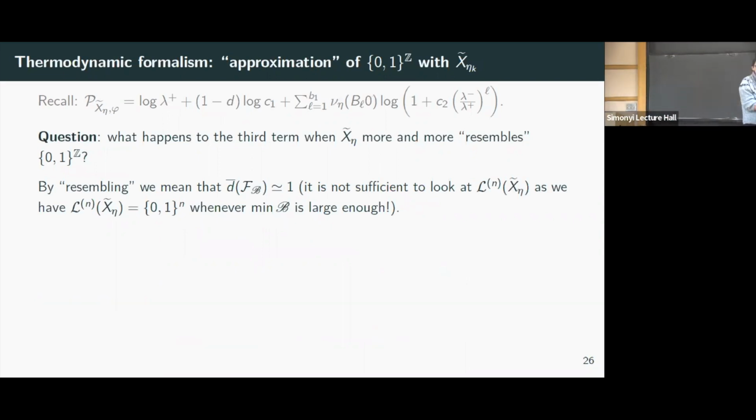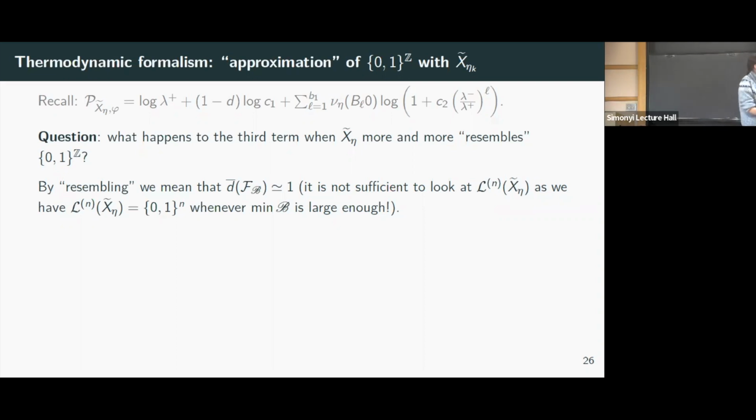So the first ingredient is something that is constant. The second one is linear. What is the third one? Can we say more about this? What happens to the third term when your hereditary closure of the B-free system more and more resembles the full shift? Does it behave correctly, and at what speed? That was a question that we asked.